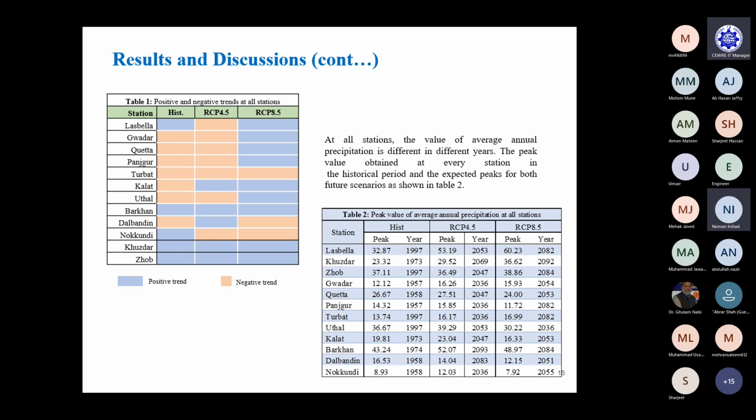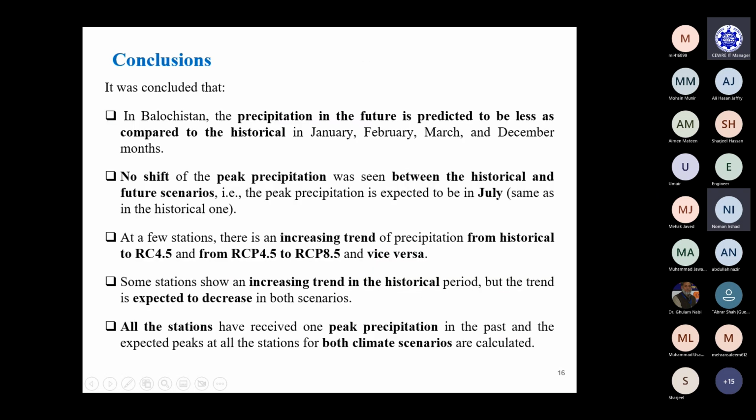At all stations, the value of average annual precipitation is different in different years. The peak value obtained at every station in the historical period and the expected peaks for both future scenarios are shown in table number 2, shown below. Now comes the conclusion. It was concluded that in Balochistan, the precipitation in the future is predicted to be less as compared to the historical one in January, February, March, and December. No shift of the peak precipitation was seen between the historical and the future scenarios. The peak precipitation is expected to be in July, which is the same as the historical one.